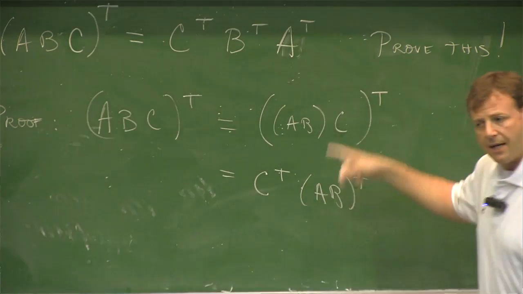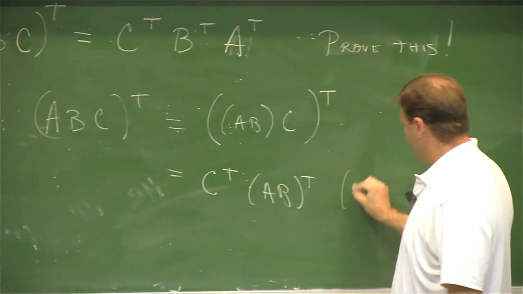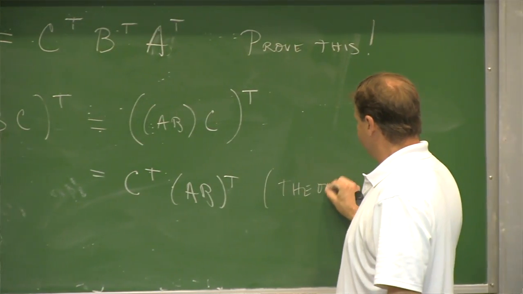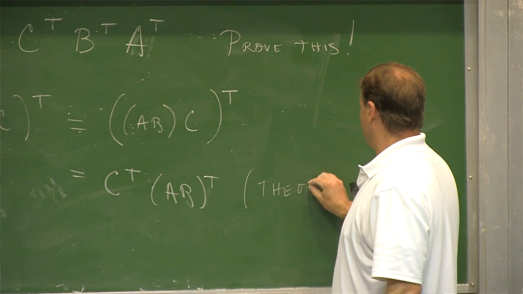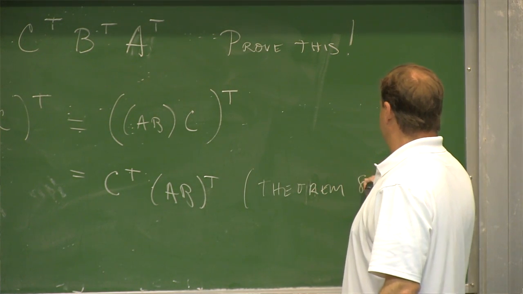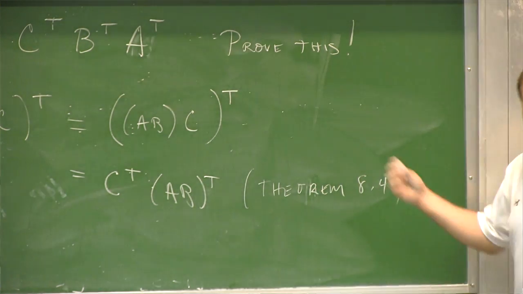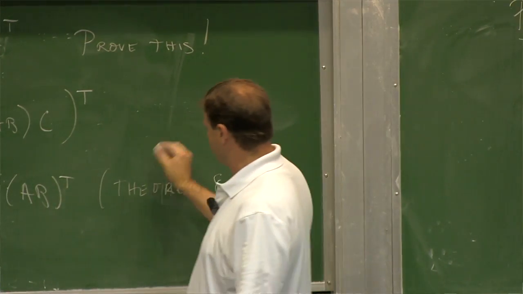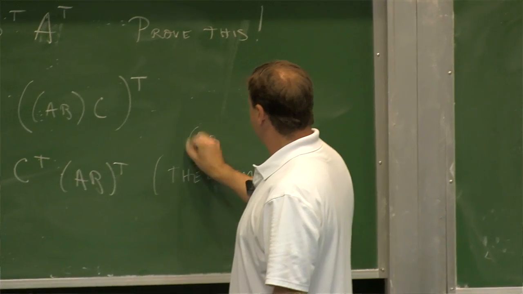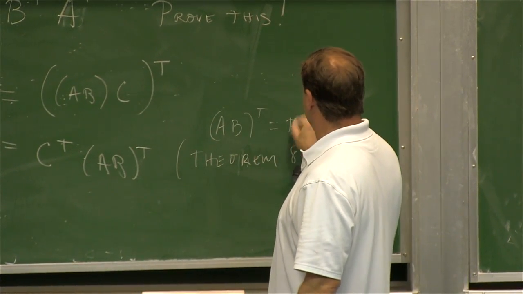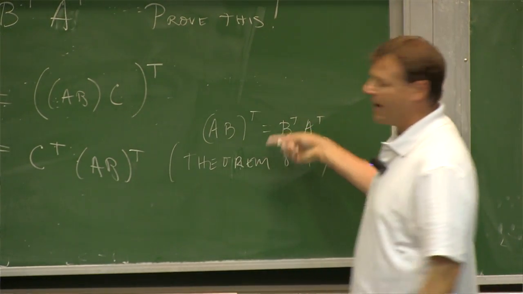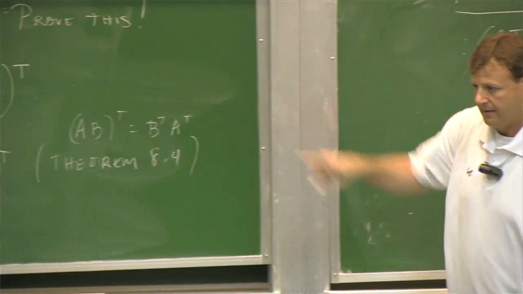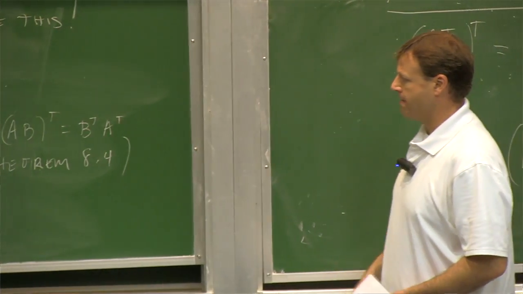And when I do this step, I need to justify it. The justification is theorem 8.4. Okay, but what's really going on, if you don't like to memorize theorems and their numbers and everything, what's really going on is I'm using the fact that AB transpose equals B transpose A transpose. I'm just using that fact on that specific setup.